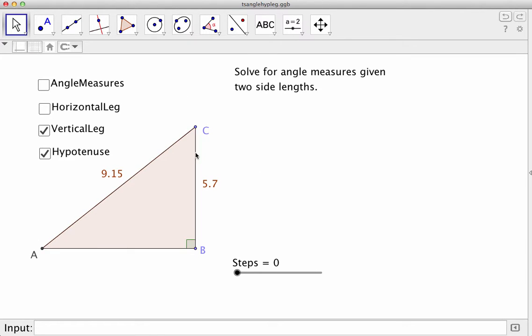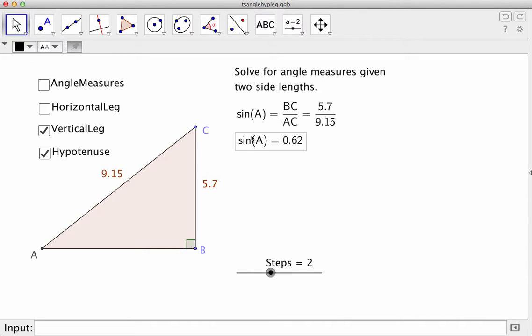And in this case, we're not looking for the length of a side, we're looking for the measure of an angle. So here, let's again use angle A as our reference. We have the side opposite angle A and we have the hypotenuse. So opposite side and hypotenuse means that we're using the sine. So the sine of angle A is equal to the opposite side BC over the hypotenuse AC, which gives us 5.7 over 9.15. So whatever A is, whatever its measure, we know that the sine of angle A is equal to 5.7 over 9.15. So that means that the sine of A is equal to 0.62.